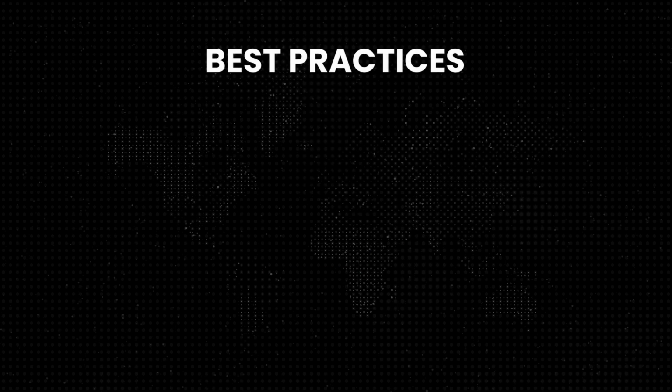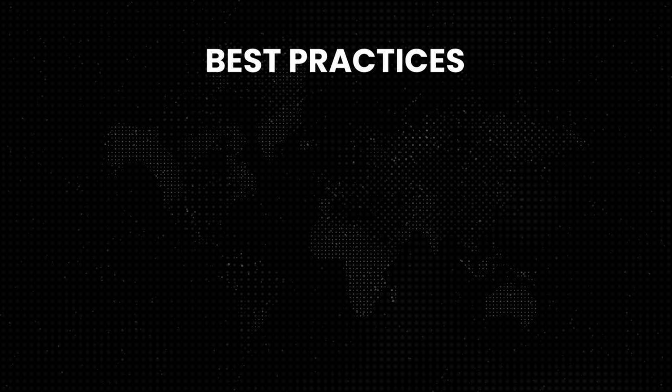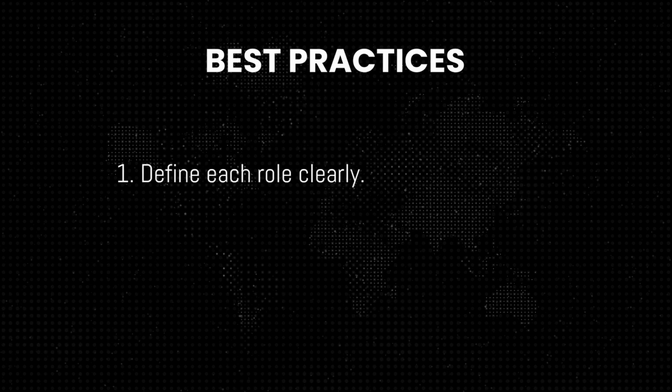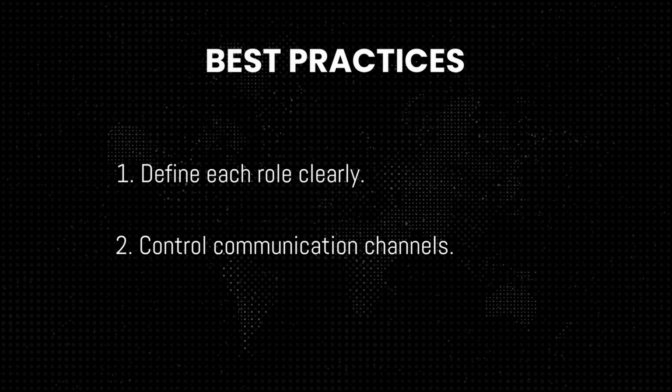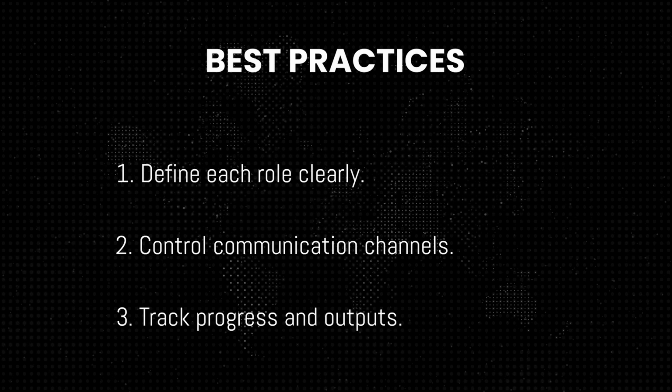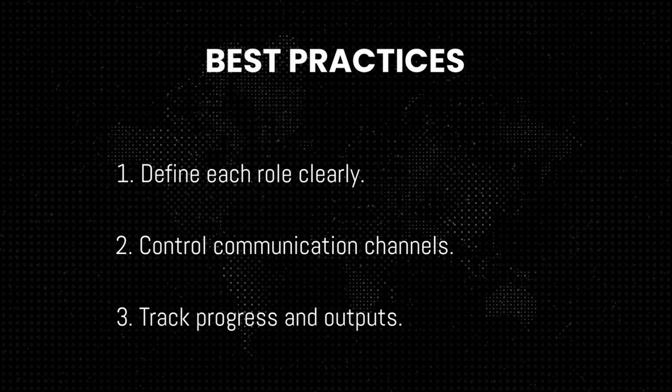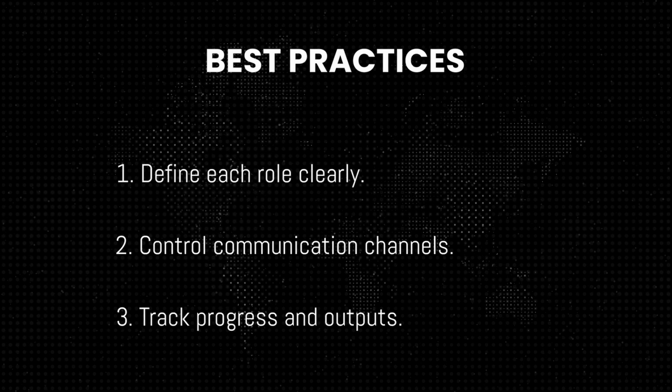Before we expand, 3 golden rules keep your AI team from turning into chaos. 1. Define each role clearly. 2. Control communication channels. 3. Track progress and outputs. Follow these and your agents do not just work, they thrive.